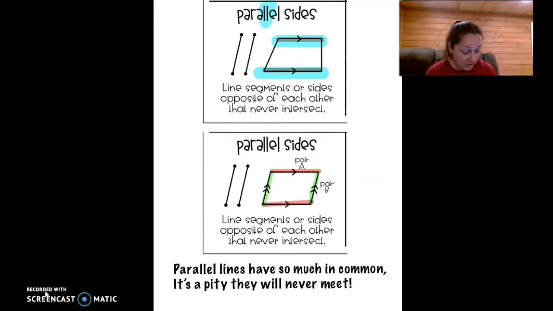Now I look down below and I see pair A and I see pair B. I'll give you a different color there. You can see it has 2 sets of parallel lines. All right, so lines that never meet are parallel.